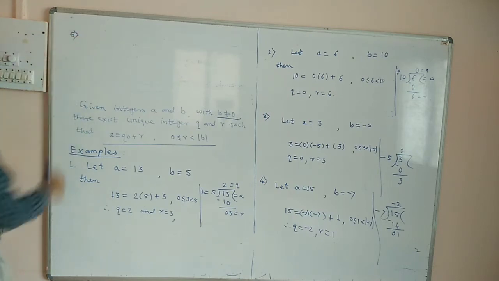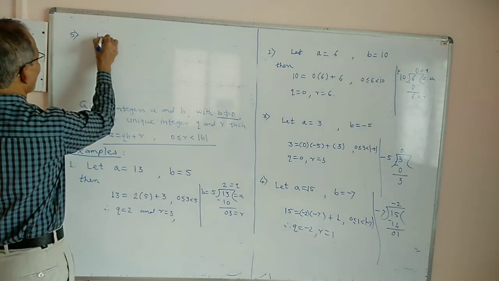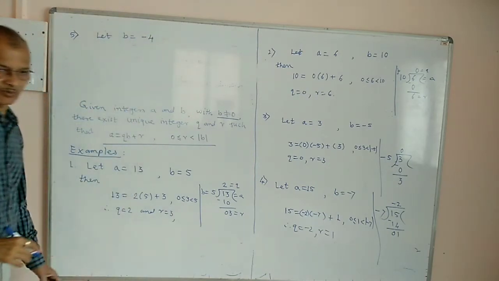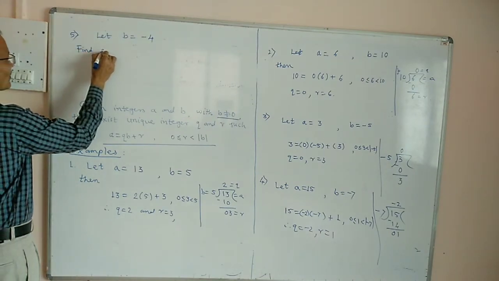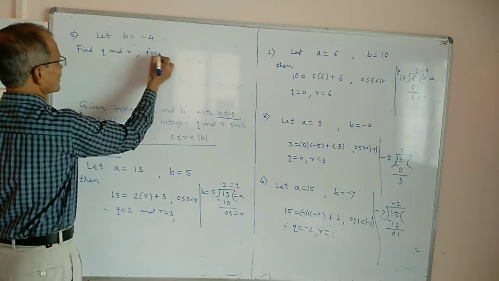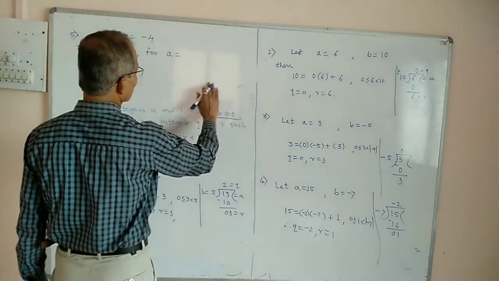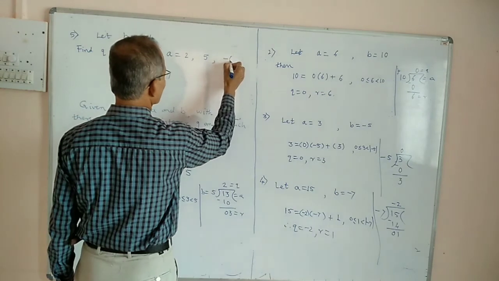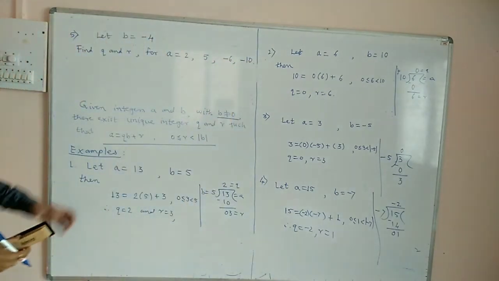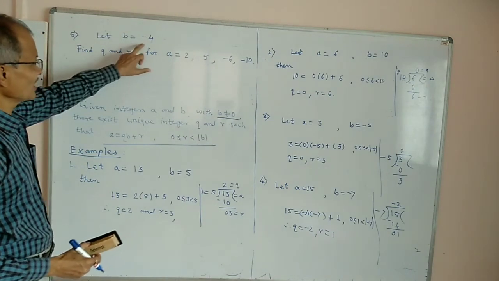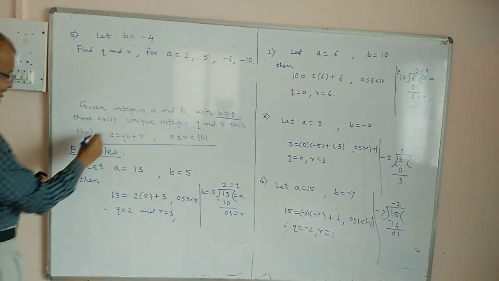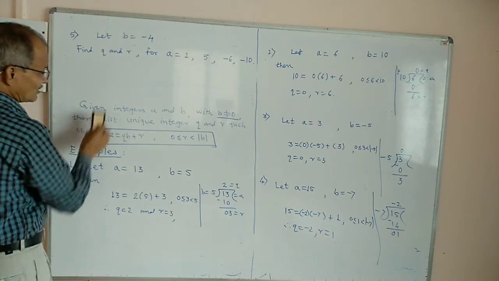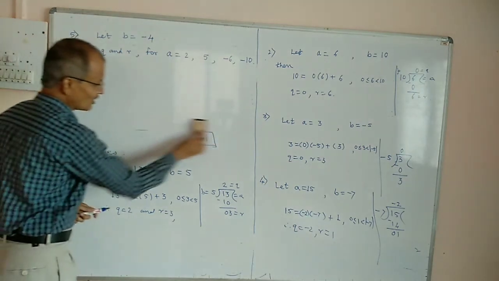I shall give one for you to work. Let B be equal to -4. Find Q and R for A equal to 2, then 5, then -6, -10. So take one by one, that is A is equal to 2, B is equal to -4, A is equal to 5, B is equal to -4, and so on. Find Q and R for this and express A is equal to QB plus R in this form. So these will be the examples, illustrations for the division algorithm.